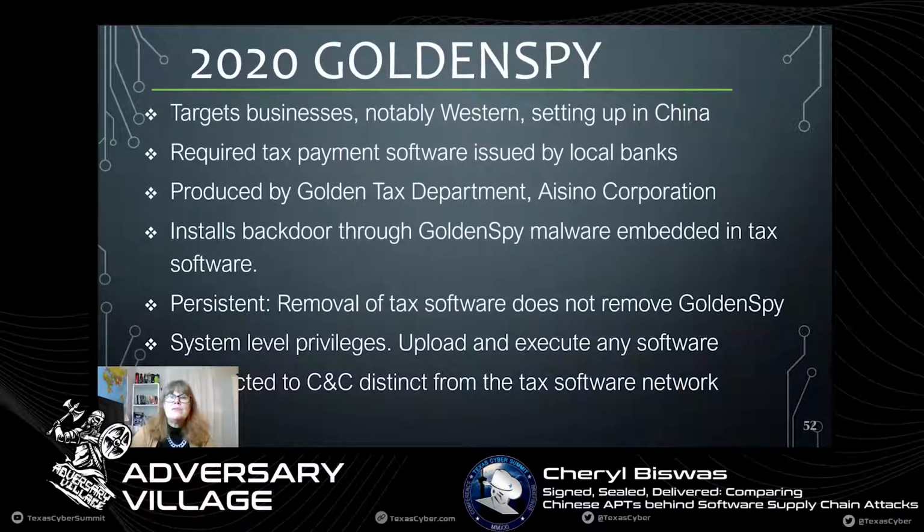The malware installed a backdoor on systems, which enabled a remote threat actor to execute Windows commands or upload and execute any binary, including ransomware, Trojans, etc. The malware provided system-level privileges with the capability to execute any software on the system where it's installed, and it was connected to a command and control server that was distinct from the tax software's network infrastructure.